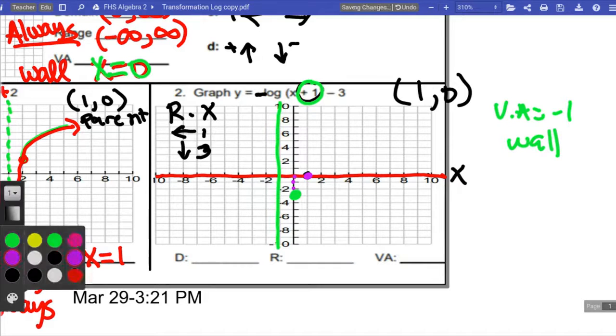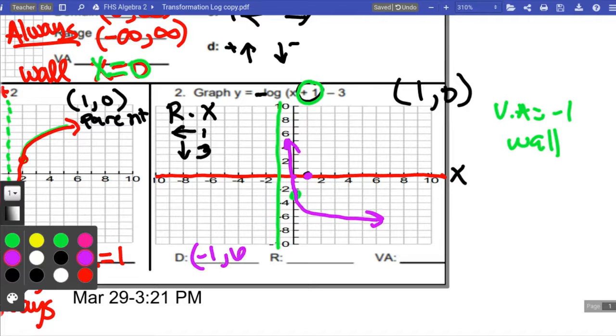Now we can go ahead and graph our graph. It goes upward, and this one goes this way, at least somewhere close to it. That's it. The domain goes from the far left, -1, to infinity. The range always starts at the bottom, to infinity. And then we concluded that our vertical asymptote was -1. That's it, people.